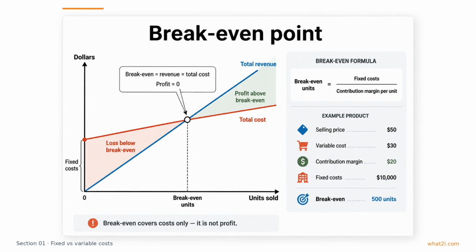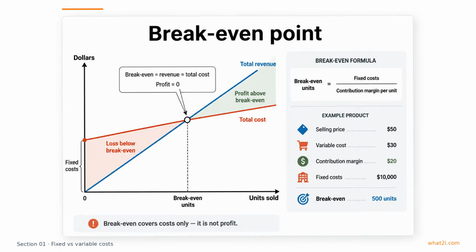Break-even is the point where total revenue exactly equals total cost. At that sales level, the business is not making money, but it is not losing money either. The standard unit formula is fixed costs divided by contribution margin per unit. If fixed costs are $10,000 and each unit contributes $20, the firm breaks even at 500 units. Below that point, the company loses money because contribution margin is not yet enough to absorb fixed costs. Above it, each additional unit adds profit at roughly the contribution margin amount.